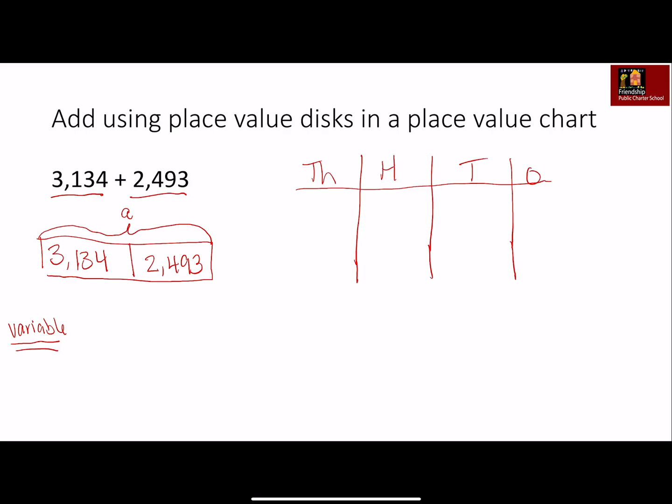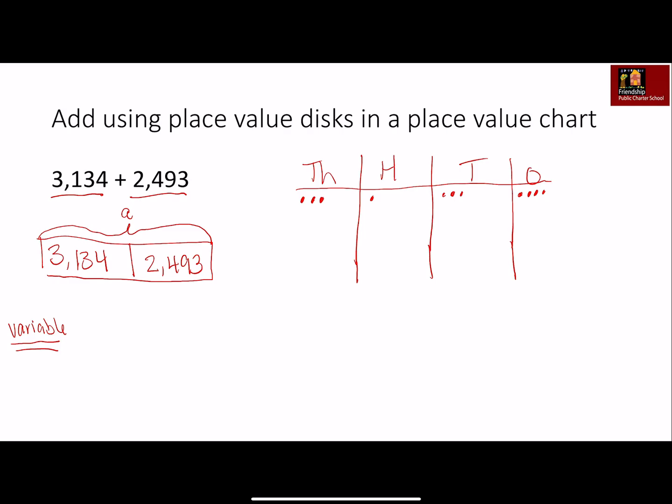Now that we have my place value chart, the first thing we want to do is represent the first part or the first add-in in dots, right? So I'm going to represent 3,134 in dots. What that tells me to do is put 4 dots in my ones place to represent the 4 ones, 3 dots in the tens to represent 3 tens, 1 dot in the hundreds to represent 100, and then 3 dots in the thousands place to represent the 3,000.